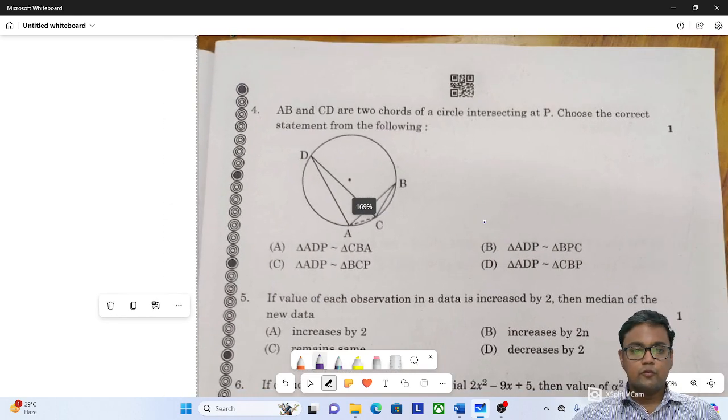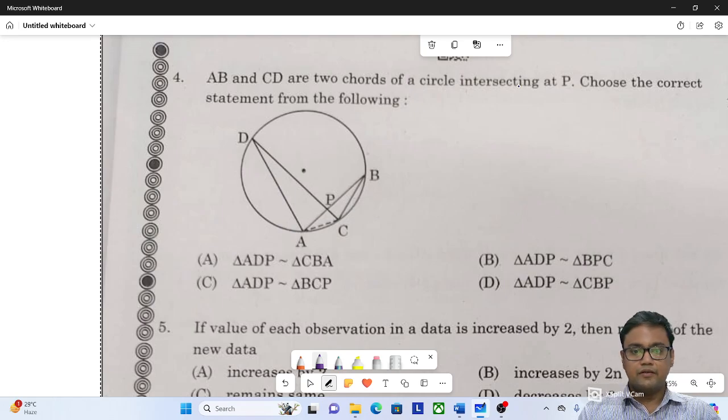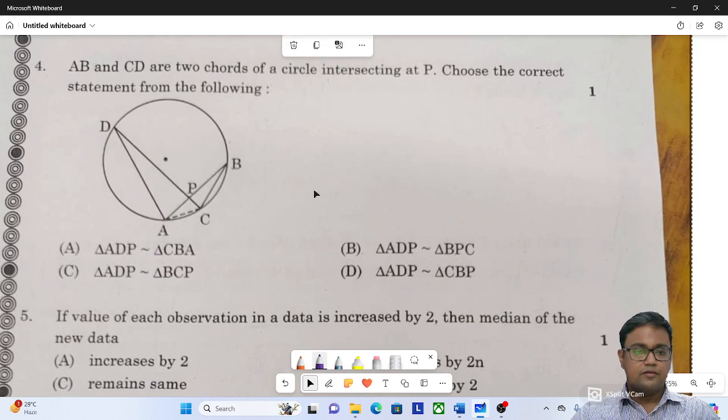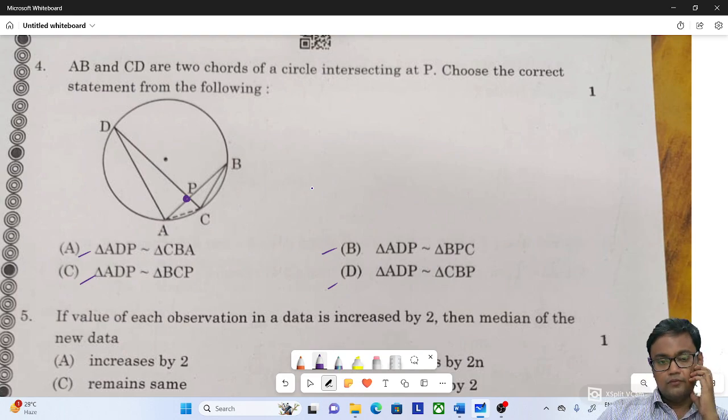Now, again we have a good question here. AB and CD are two chords of a circle intersecting at P, right? We have the two chords AB and CD intersecting at P. We can see this point of intersection. Choose the correct statement. So, amongst these 4 statements, we have to choose the correct one. And be very careful, children, because they all look similar, but if you observe them carefully, they are dissimilar. Each one of them is dissimilar to the other one, right? So, we have to keep our eyes open.